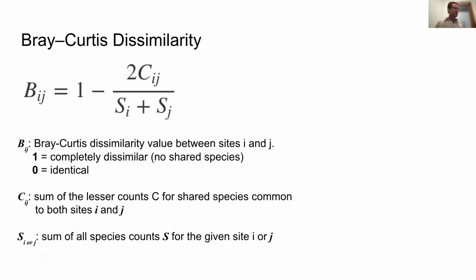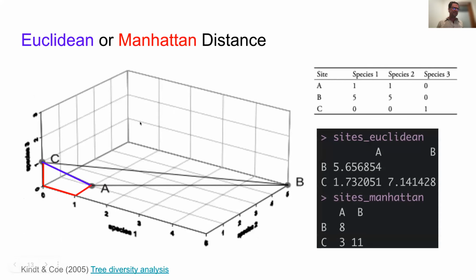Okay, but what's more commonly used is this Bray-Curtis dissimilarity. And it's dissimilar because the way the index is set up, it's a value bound between 0 and 1, and a value of 1 says it's completely dissimilar. Like maybe there's no species in common between the 2 sites, which you can see is the case: site C has 0 species in common with sites A or B. So that is completely dissimilar.